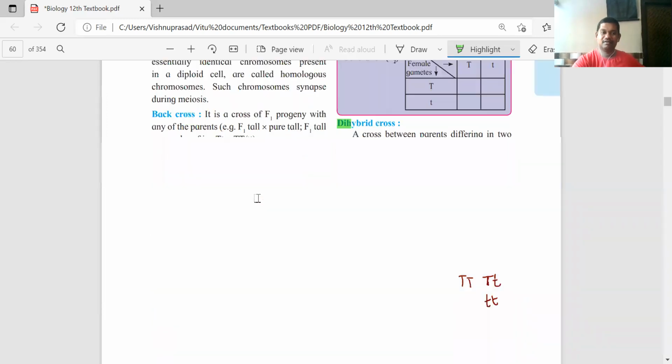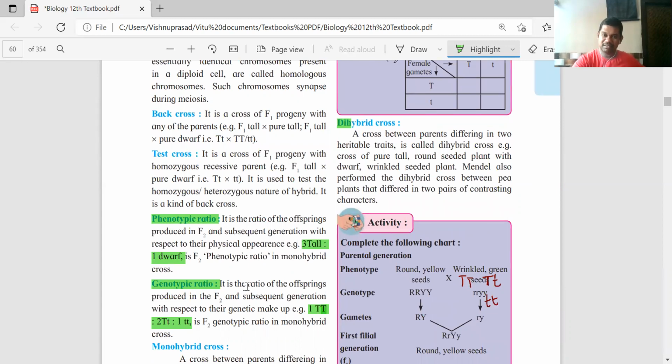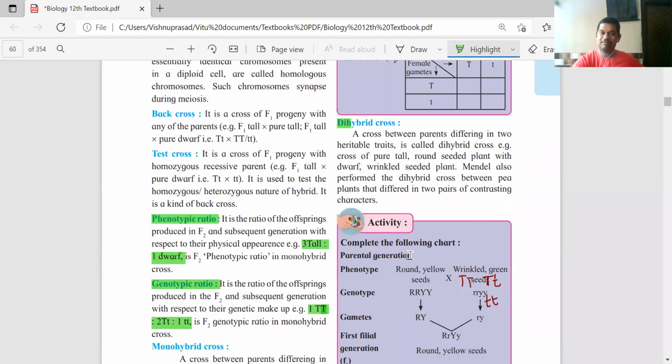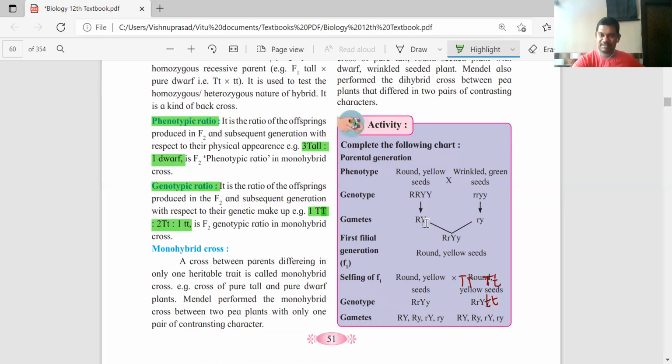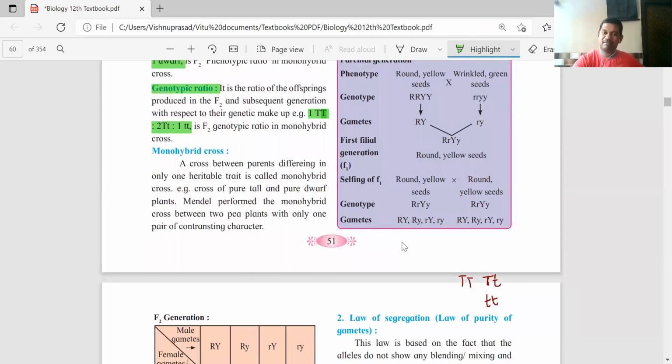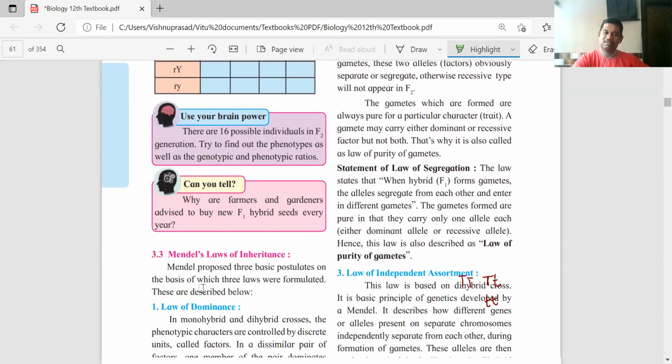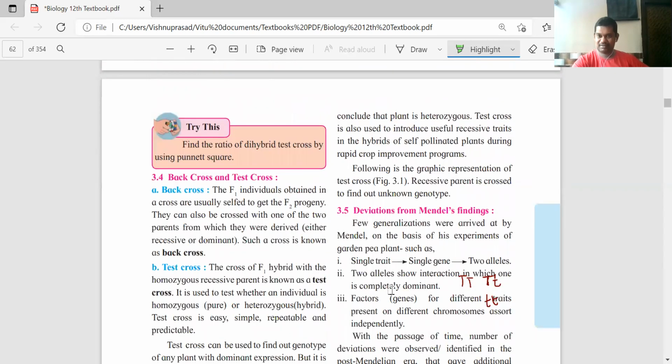That's called selfing. Back cross, test cross, and all we will see together when we discuss Mendelian experiments. In detail, we will see how Mendel carried out the experiments, monohybrid cross as well as dihybrid cross especially. And we will see how to calculate the Punnett square, the ratios. And from that, we will understand what is the actual meaning of back cross and test cross, and what is the significance. And based on the experiments carried out by Mendel, we will see the laws of inheritance which were put forward by Mendel and how he explained that. That will complete the Mendelian part of genetics.